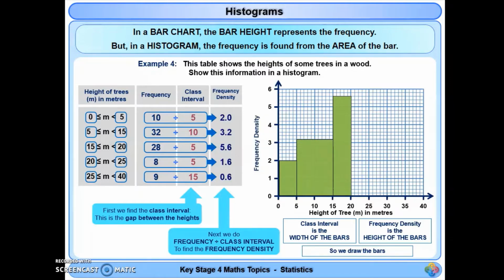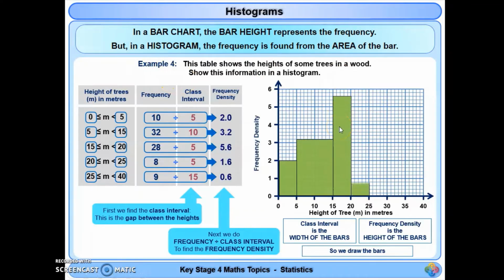Another difference between a histogram and a bar chart you'll see is that there's no gaps between the data here. There's no gaps between our bars here. No gaps at all. You would expect to see gaps in a bar chart. The reason there's no gaps is because the question is dealing with continuous data.